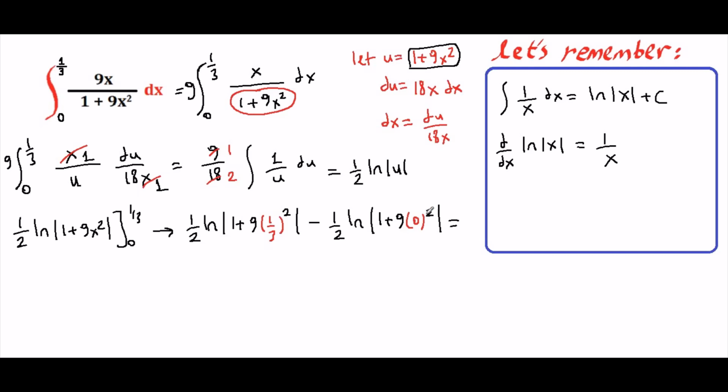Zero squared is 0, 0 times 9 is 0, plus 1 is 1. So the second part of the integrand is ln of 1. And we know that ln of 1 is equal to 0.